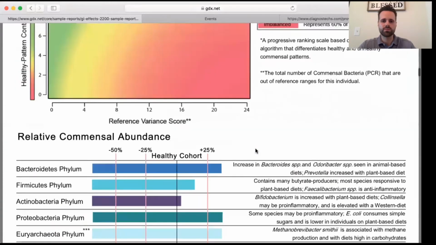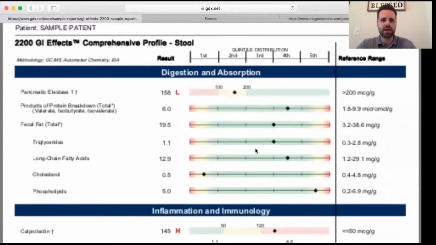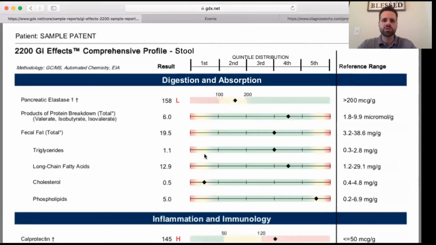And then let's scroll down a little more. And then we get to this area, which can really further break down those different categories a little more in depth. So here we have digestion and absorption.